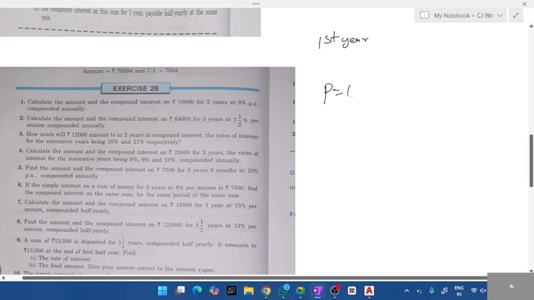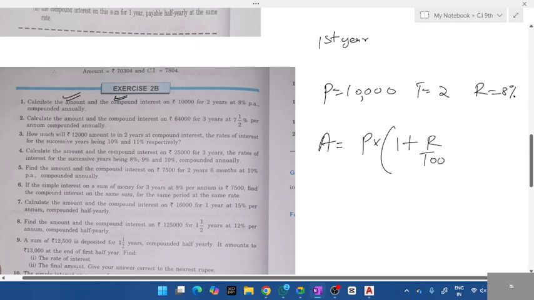If you use the formula, principal is rupees 10,000. Time is equal to 2 years. Rate is equal to 8%. Calculate the two things you have to find here, amount and compound interest. What is the amount formula, students? Principal into 1 plus r by 100 to the power n. Let us substitute. You'll directly get the answer within one step, one formula. Principal is 10,000. 1 plus what is the rate given? 8 divided by 100. And what is time? N stands for time. What's the time period given? 2.